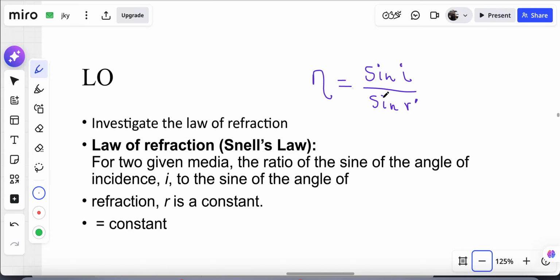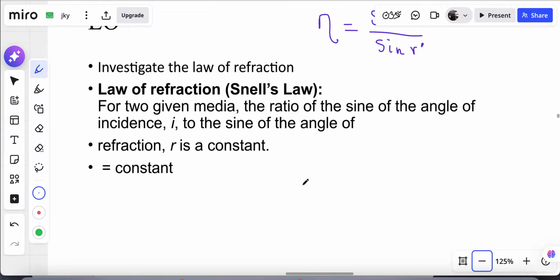Okay, so the refractive index, or what we call Snell's law, is the sine of the incident angle over the sine of the refracted angle. Is that okay? So you find both angles, you take their sines, and then you take their ratio, or fraction, and then you get the refractive index, which is called Snell's law. It's a constant. Okay, it's a constant, which is called Snell's law.